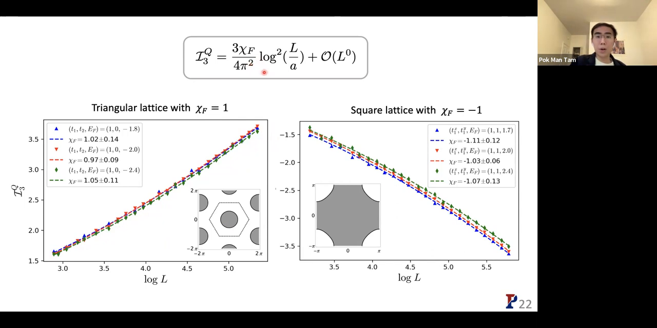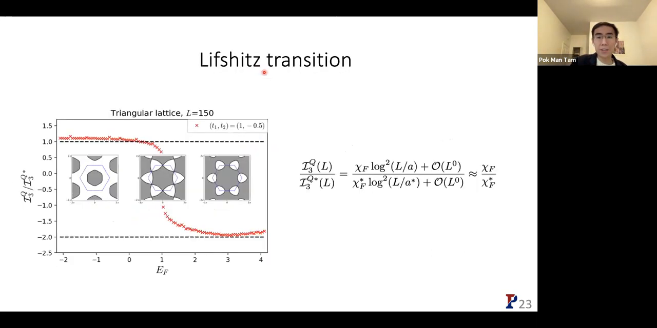With this result, you can also use it to probe a Lifshitz transition. Let me fix one system size, a rather large system size, say 150 by 150. Then if you take a ratio of your tripartite mutual information, for large enough system size, this ratio should be proportional to a quantized ratio. If you compare two systems with two different types of Fermi sea topology, then this ratio of tripartite mutual information should be equal to the ratio of the respective Fermi sea topology.